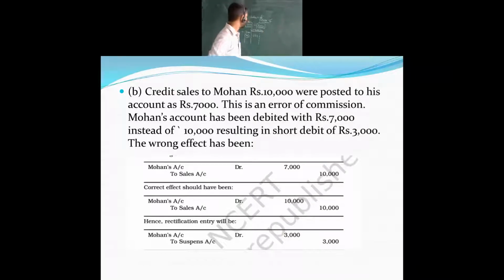But this is the error of commission where a wrong amount of entry has been taken. The correct amount is 10,000, but they have posted 7,000. The shortage of amount is 3,000, so it is an error of commission. The correct entry was Mohan's account debit to sales account 10,000 rupees. Then how are you going to rectify it?